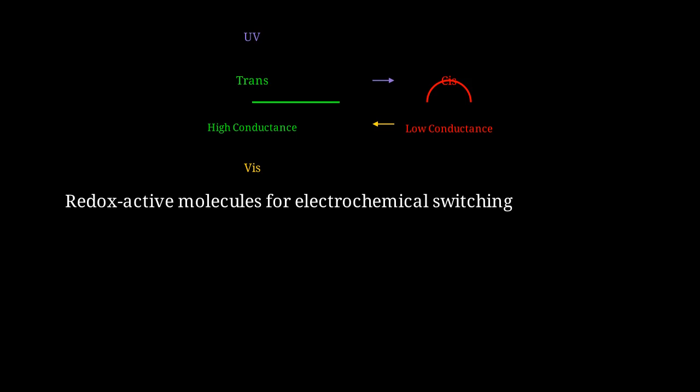Redox-active molecules containing ferrocene or viologen units can be electrochemically switched between different oxidation states, each with distinct conductance. Despite tremendous progress, molecular electronics faces significant challenges. What are the major obstacles?